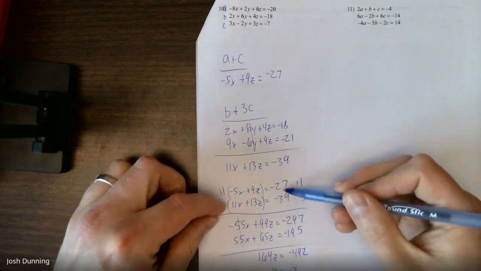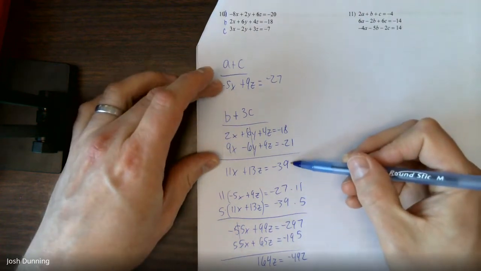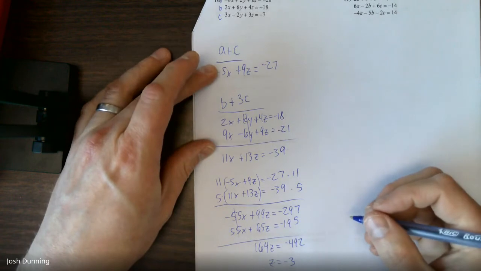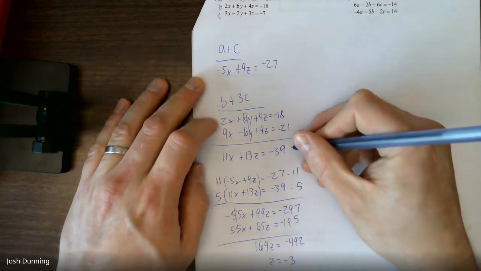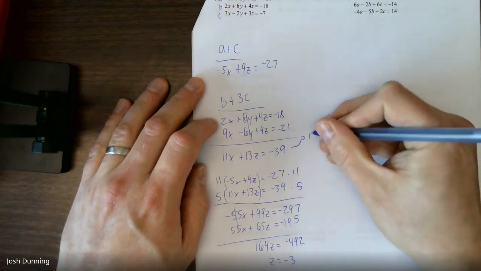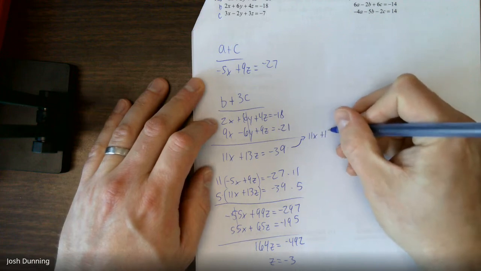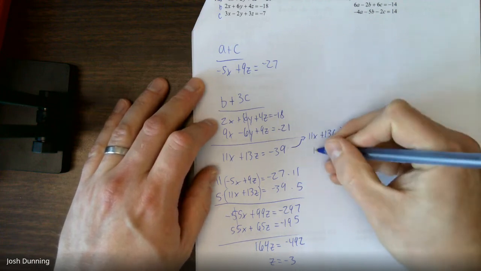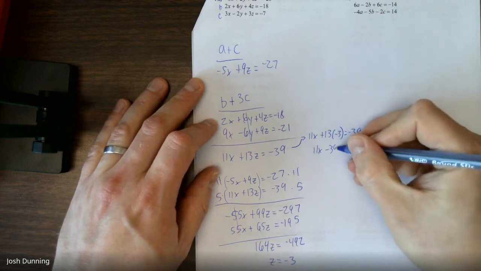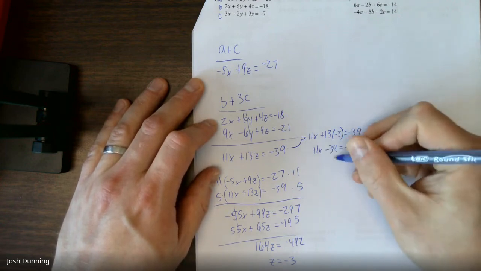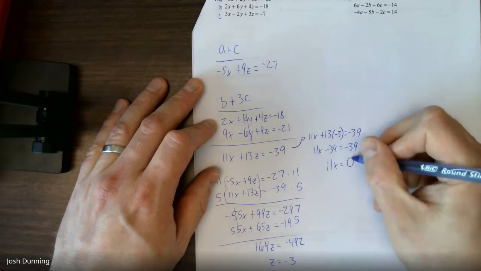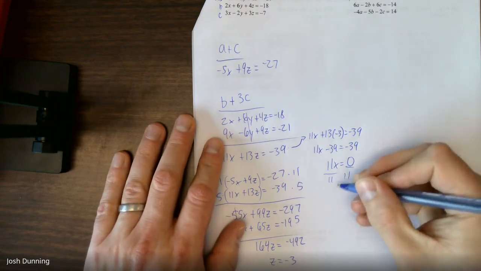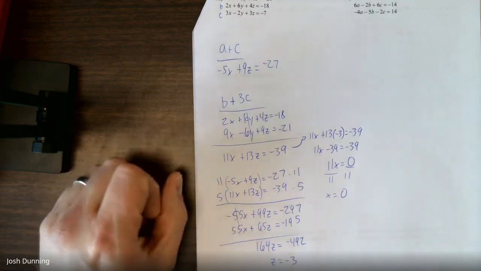Now use one of these equations, which are also right there, instead of the ones with the bigger numbers. Not really a big deal anyway, but so 11x plus 13 times negative 3, 13 times negative 3 minus 39. Add 39, we get 0. Divide by 11, x is 0.